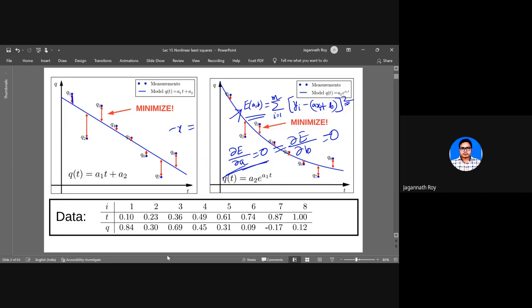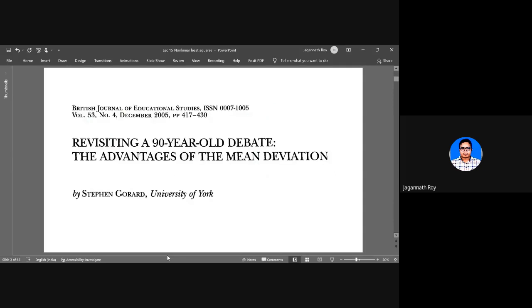In fact, there has been a lot of debate on this. I will share one article with you. This debate has been going on for a very long time. The article was published in 2005, and at that time the debate was almost 90 years old. Now it has been over 100 years.